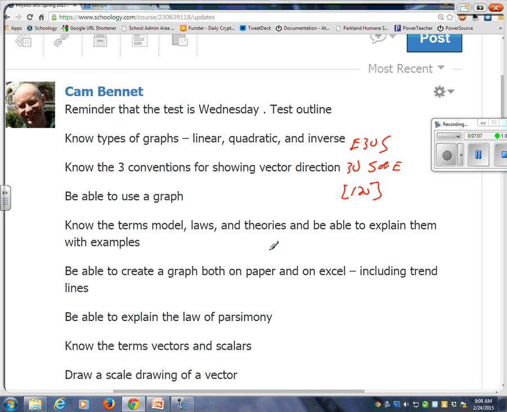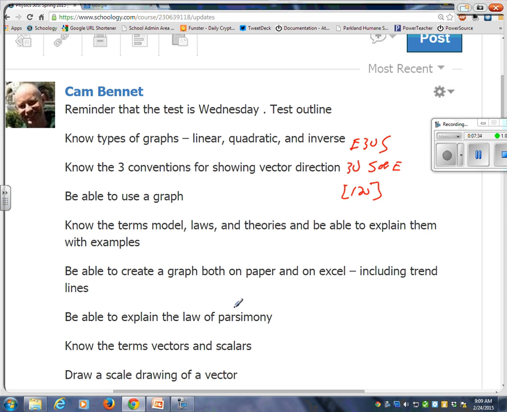You have to be able to explain the law of parsimony. Remember the horse that could do math? What's the law of parsimony say? Anybody remember? The simplest explanation is quite likely the most correct. The simplest explanation is the most likely, right? The one with the least number of assumptions, the one that's the simplest. That's the law of parsimony.